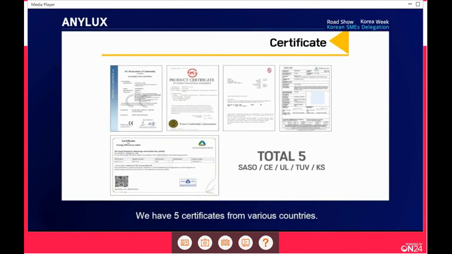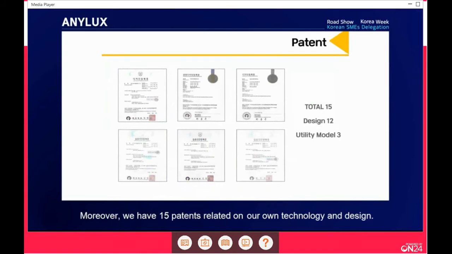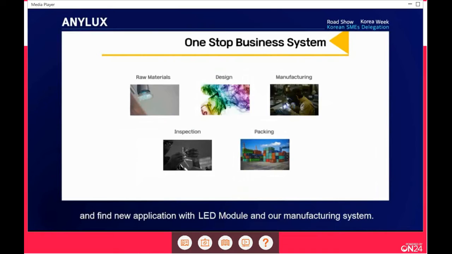We have 5 certificates from various countries. Moreover, we have 15 patents related to our own technology and design. We always do our best to promote our design and find new applications with LED modules in our manufacturing system. One of the strongest points in our company is that we control all processes for manufacturing ourselves, from raw materials to packing. This one-step system makes us give clients faster feedback, and we can apply a better way or the best solution on projects. We can revise and modify for customers' needs at every production step.